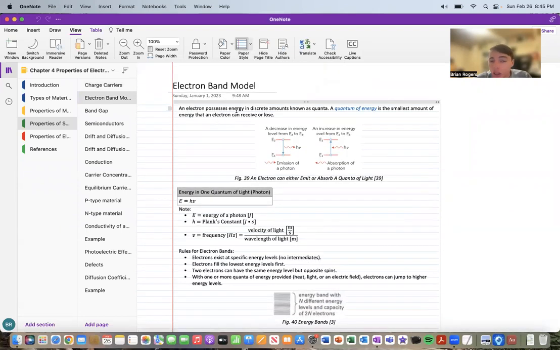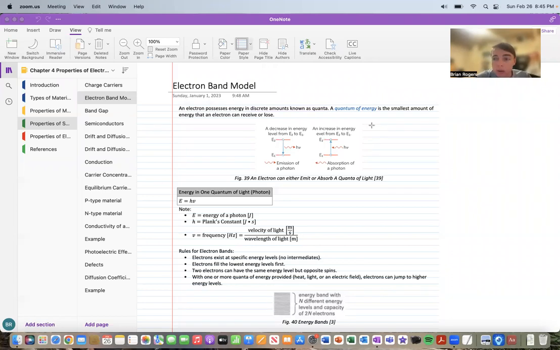An electron has energy in discrete amounts, known as quanta. Sort of like quanta levels, there are energies in specific amounts. So here we see one energy state, here's another energy state at a different level, here's another, and here's another. Quanta is just states of energy, so higher or lower quanta means higher or lower energy levels. So an electron possesses energy in a discrete amount known as quanta. A quantum of energy is the smallest amount of energy that an electron can receive or use.